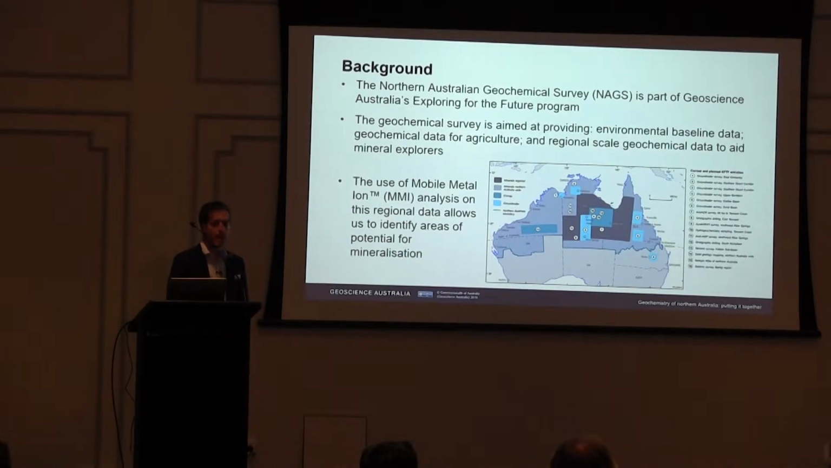So just as a bit of background, NAGS is part of Geoscience Australia's Exploring for the Future program, which is focusing in Northern Australia, as you can see on that map there. And that's about de-risking exploration for minerals, petroleum, and groundwater. So the main focus of NAGS was providing, one, environmental baseline data for the region, secondly, to provide data for agriculture, and finally, regional scale geochemical data to help provide information for mineral explorers as to rough areas that could be prospective. In this talk, I'm mainly going to focus on the use of mobile metal ion, or MMI, as a way of identifying areas of potential mineralization / distal footprints.